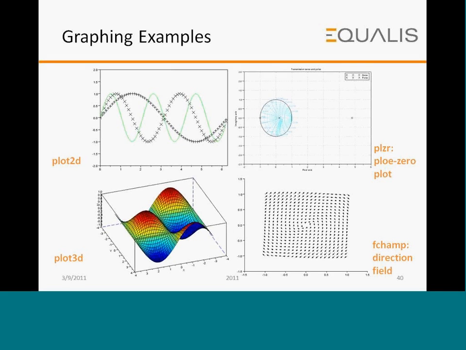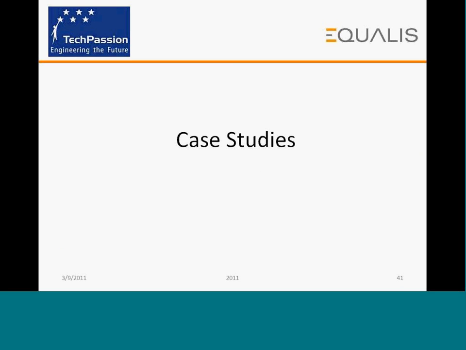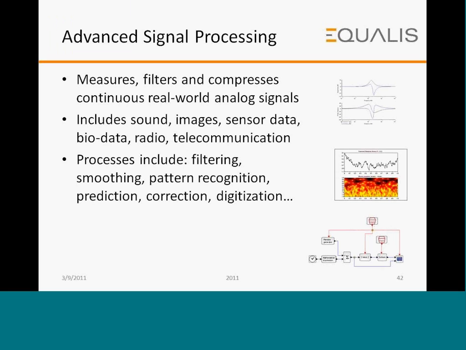Graphing examples: you can plot 2D graphs like this, you can do whole zero plots, plot 3D graphs, and direction fields. Moving on to case studies, say advanced signal processing: you measure, filter, and compress continuous, real-world analog signals. It can include sound, image, sensor data, biodata, radio, and telecommunication signals. And various processes: you can do filtering, smoothing, pattern recognition, prediction, correction, or digitization.